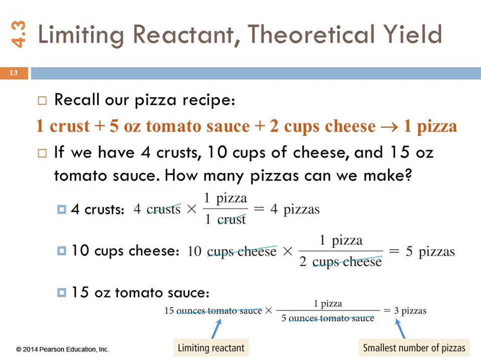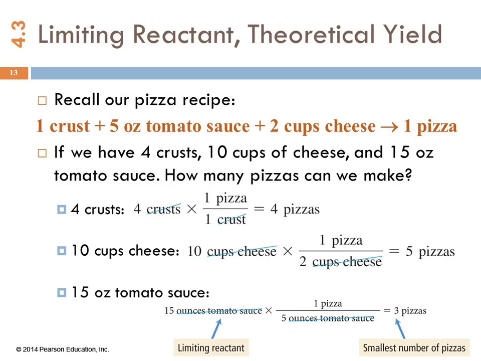Sorry. Here's our recipe. What if we have 4 crusts, 10 cups of cheese, and 15 ounces of tomato sauce? How many pizzas can we make? Is that a problem that you can just solve fast in your head? If you sit and think about it for a little while, you can. But that's not something that's just immediately obvious, right?